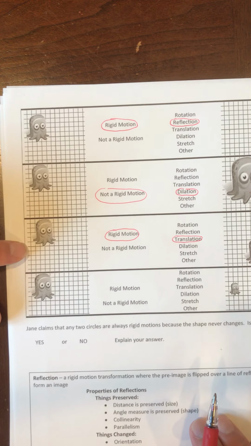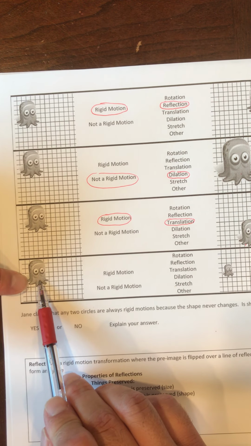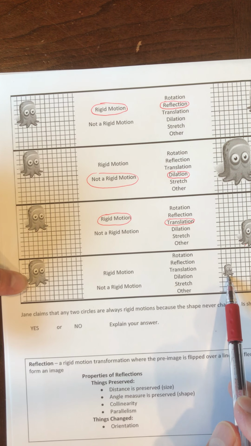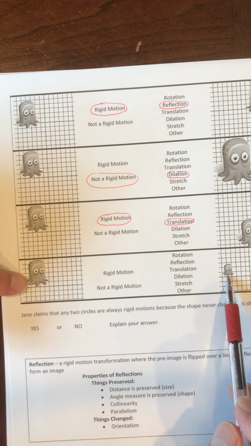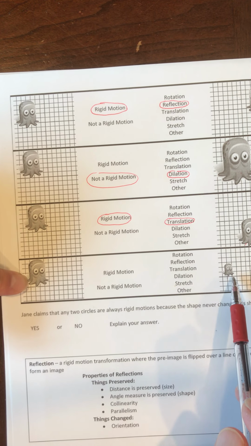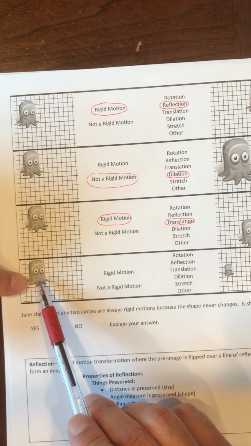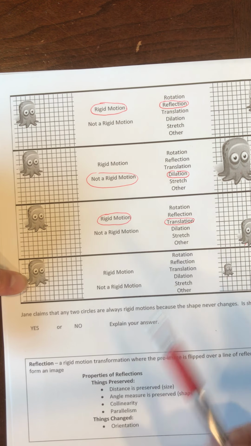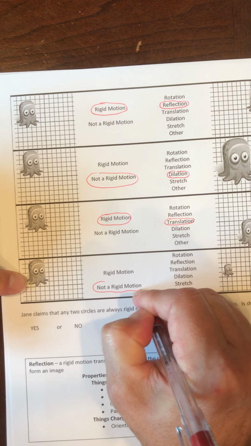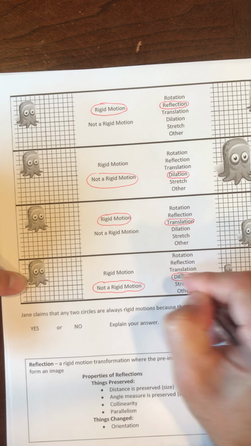All right, and then lastly, if you look at this last example, here's the original, here's the new one. Now, dilation does not necessarily mean it gets bigger. A dilation could get smaller. So basically a dilation means it changes sizes. It could get bigger, or it could get smaller. Since the size changed, it's not a rigid motion, and again, it's a dilation.